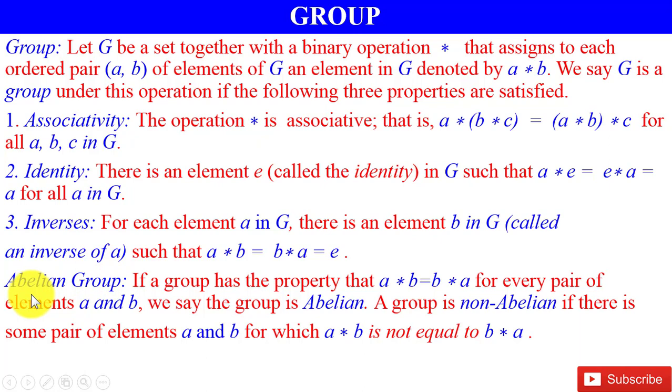Abelian group. If a group has the property that A star B is equal to B star A for every pair of elements A and B, we say that the group is abelian. A group is non-abelian if there is some pair of elements A and B for which A star B is not equal to B star A.